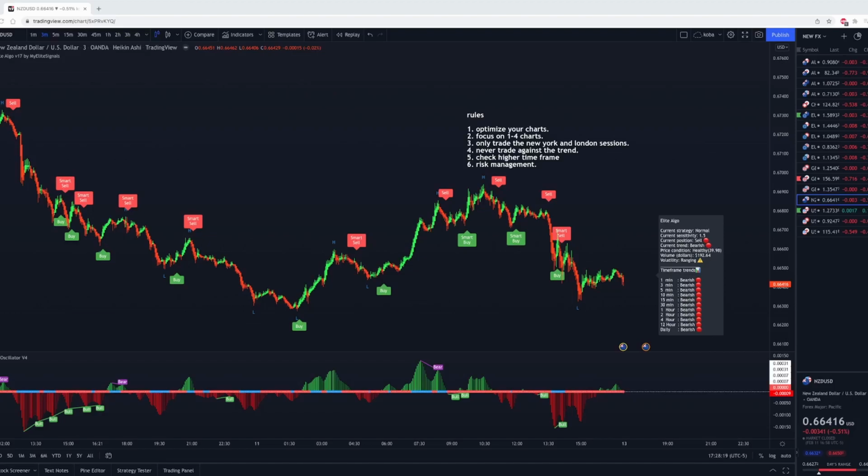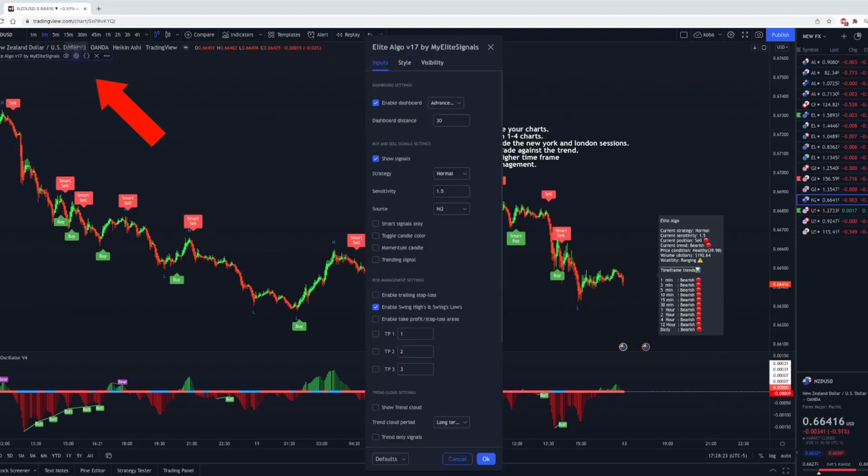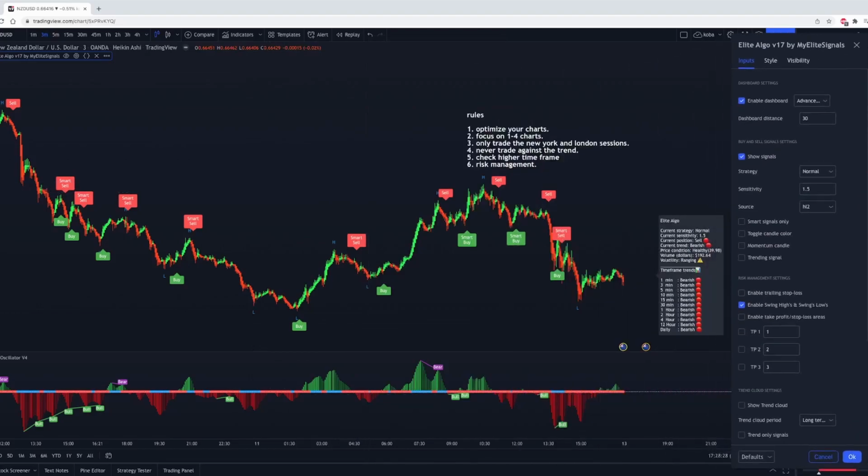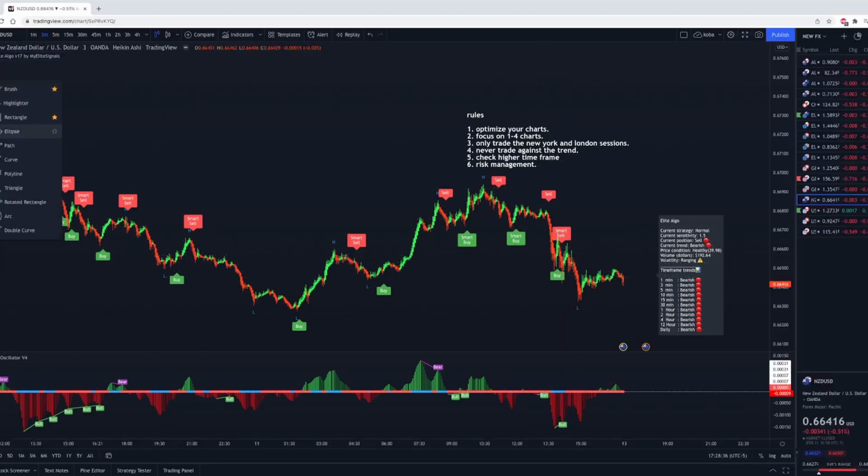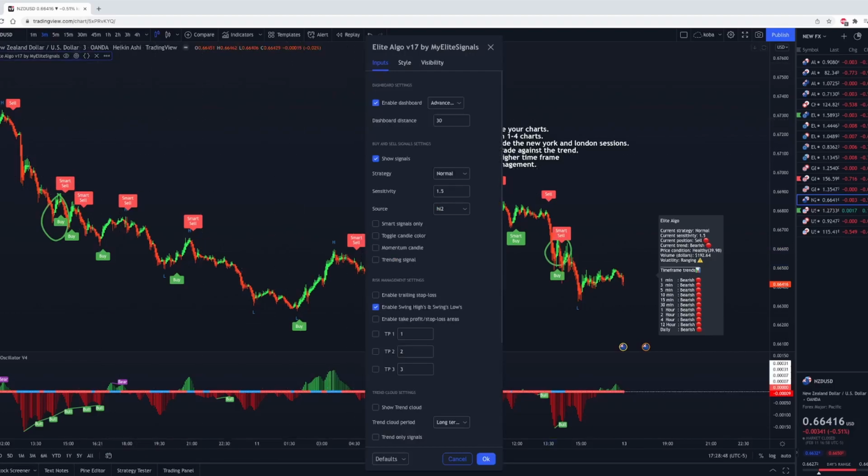So going into the algo settings, we're going to go up here and click on the settings icon, and what we want to do to optimize our chart is very simple. We just want to move up the sensitivity one by one until the false signals that we get on the chart disappear. For example, right now, we can see that we have a false buy signal right here, and we have a false buy signal right there. So we just want to move the sensitivity up until these false signals go away. We're going to try it one by one.